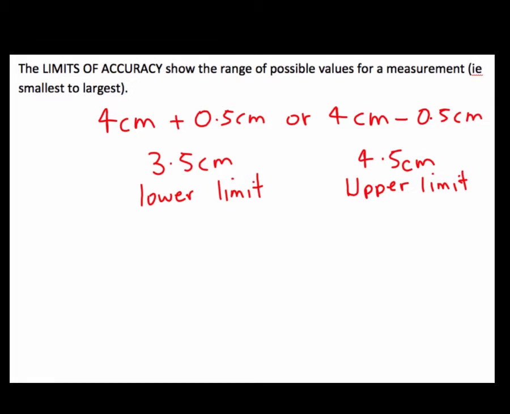So the possible measurements for our pencil could be anywhere between 3.5 and 4.5 centimetres, and we write that as 4 centimetres plus or minus 0.5 centimetres. The plus or minus means that it could be either of those. Now let's have a look at some other examples.